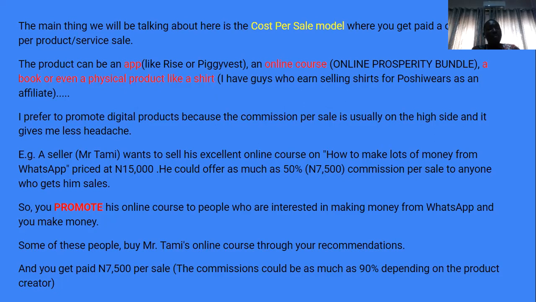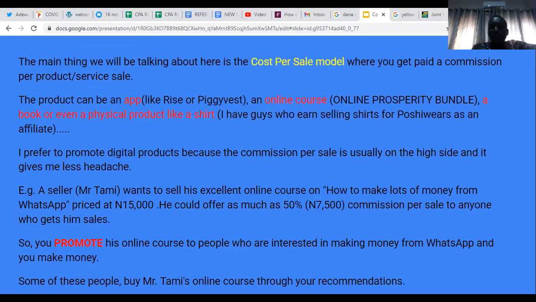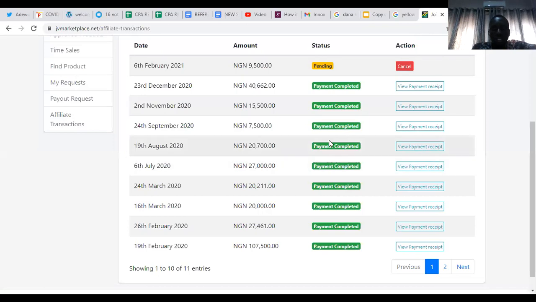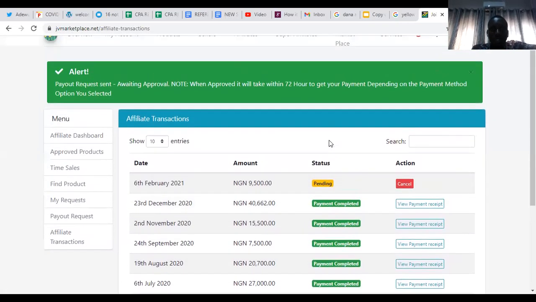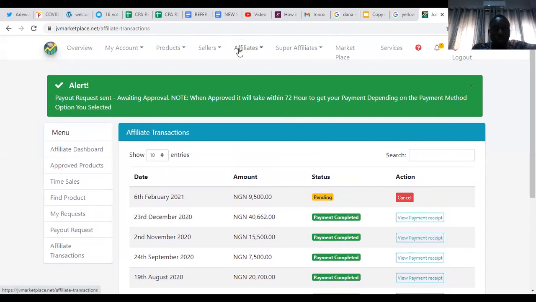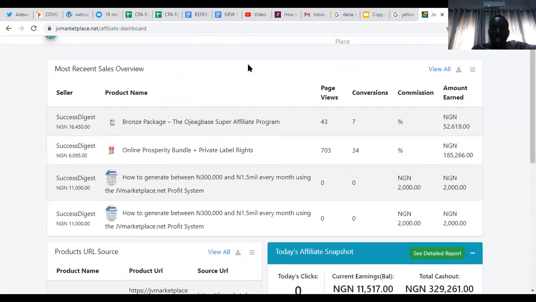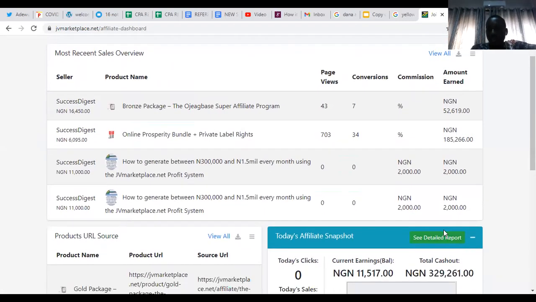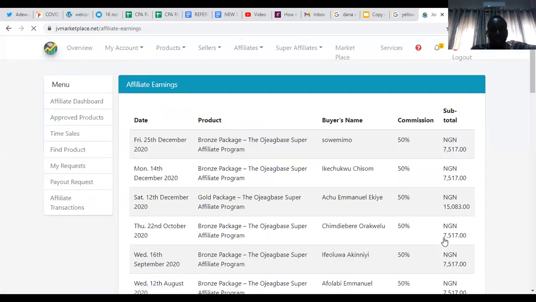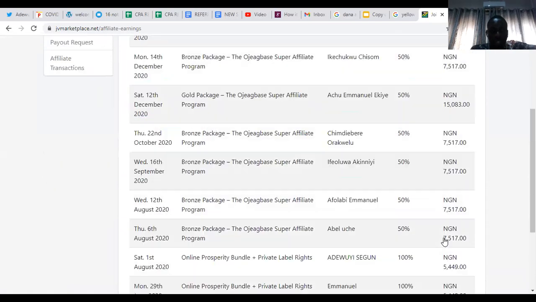So sometimes the commissions can be as high as 90% depending on the product's creator. So look at this product, for example, on JV Marketplace. I like to share examples a lot because that's the way I learn best. I believe that when people share examples, it makes it easier. So look at this detailed report.